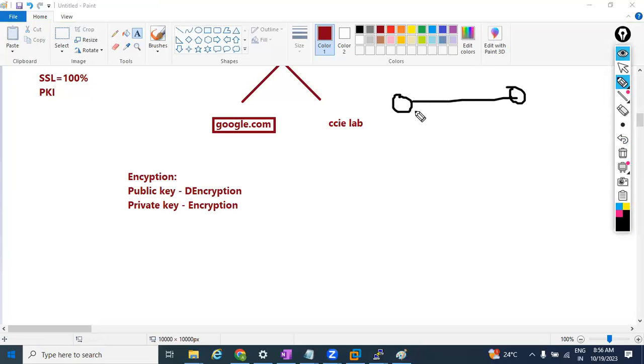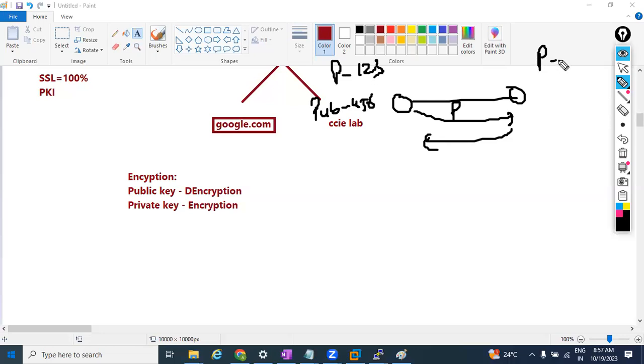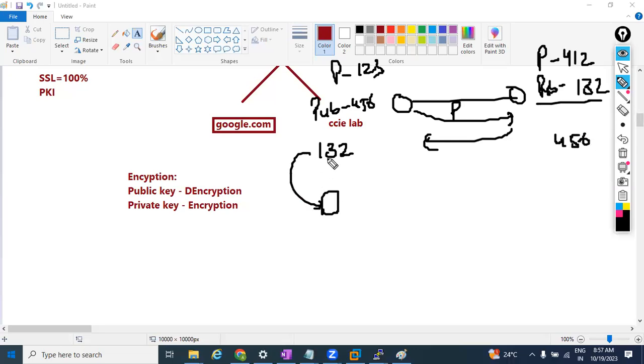Okay. So they would exchange their public keys. This is my private, 1, 2, 3. My public is 4, 5, 6. The private is 4, 1, 2, and the public is 1, 3, 2 here. They would exchange public keys. So now I have 1, 3, 2, and I have 4, 5, 6. If I have to send any data, I'll encrypt with the public key of site 2 and send it to them. Now who can decrypt it? Site 2 only can decrypt because they have their own private key there.